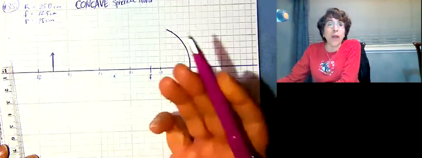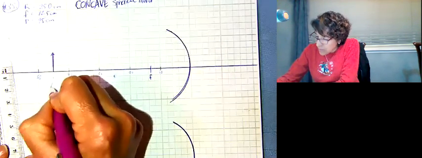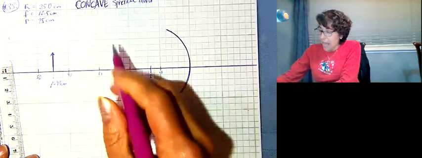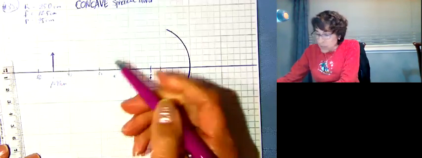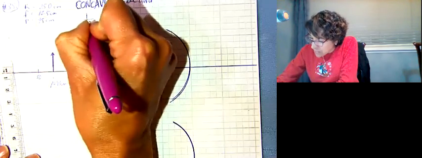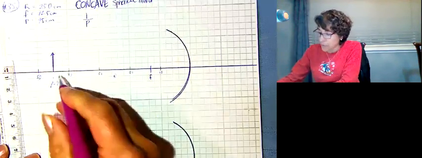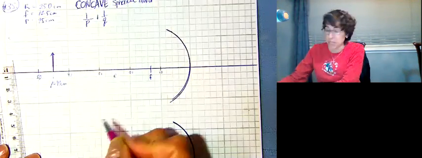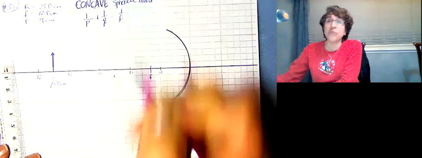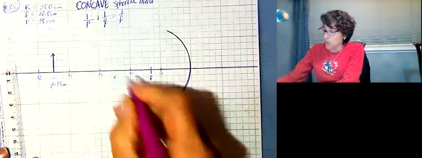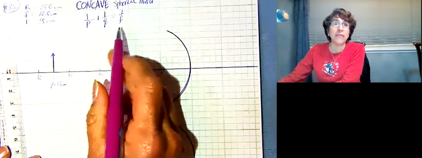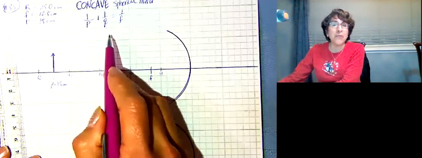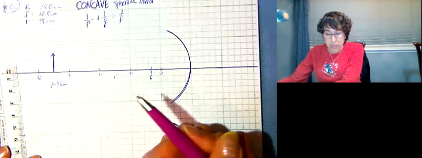So the question is, where is the image? Okay, so right here, P is 45 centimeters. And F, we discovered, is half of the radius, which is 12.5. So the wonderful equation is that the inverse of where you place your object plus the inverse of where your image is going to be is equal to the inverse of the focal point. Okay, so 1 over P plus 1 over Q is equal to 1 over F. We know what P is and we know what F is. So we want to figure out what 1 over Q is. Before we do that, let's do this graphically because you do need to know how to do it both ways.